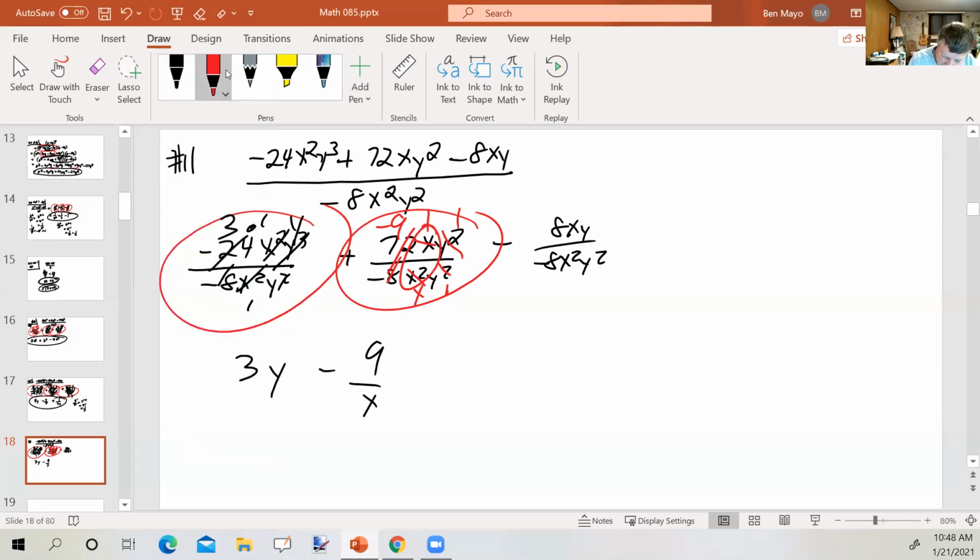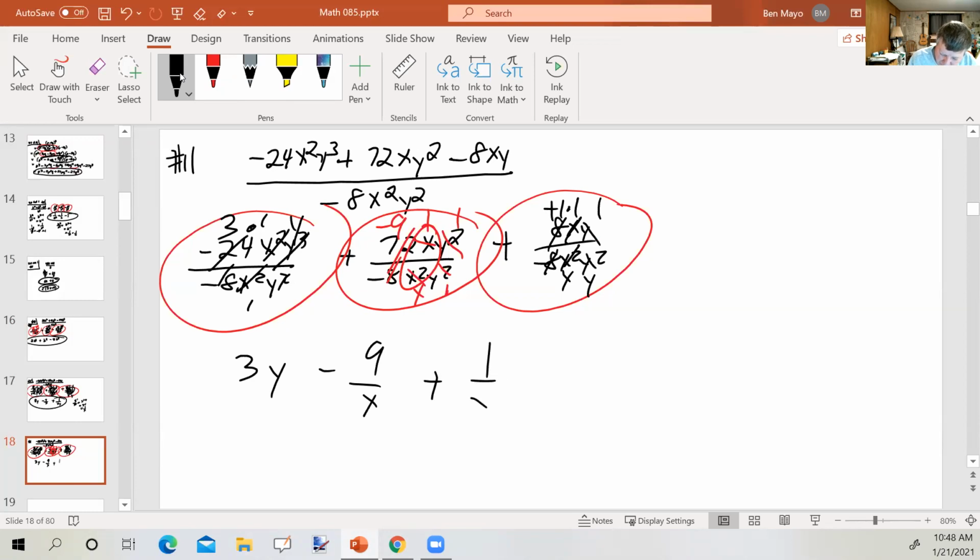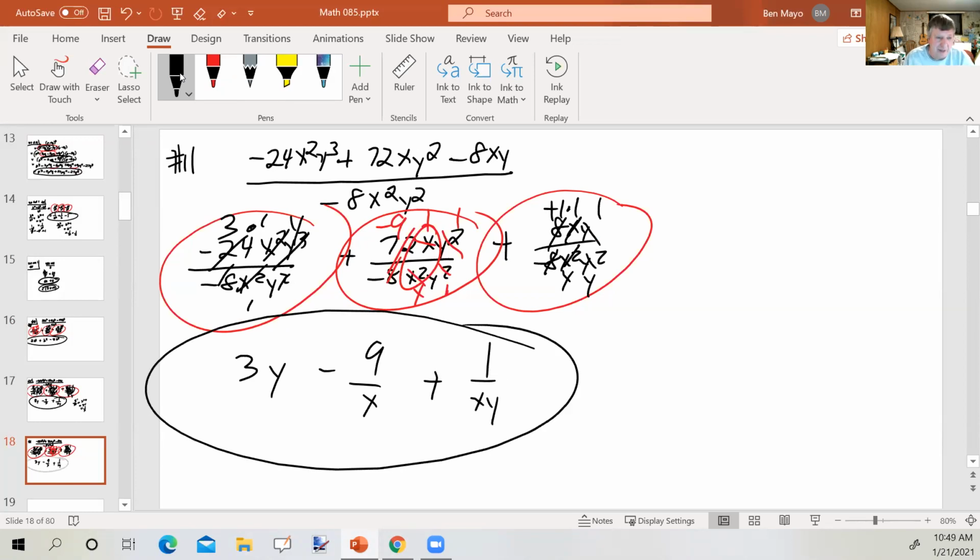And then finally, this last one, 8 over negative 8 is negative 1. X over x squared is 1 over x. Y over y squared is 1 over y. Negative times negative, we get positive 1 over xy. So the answer's very, very similar to the previous one.